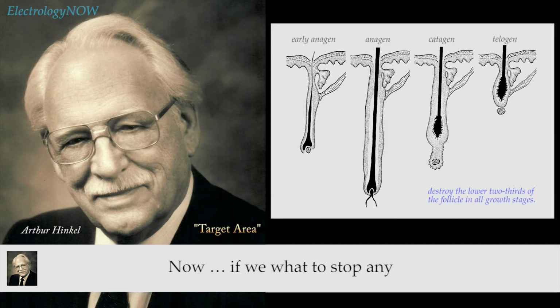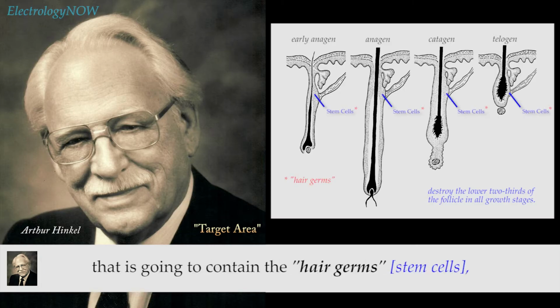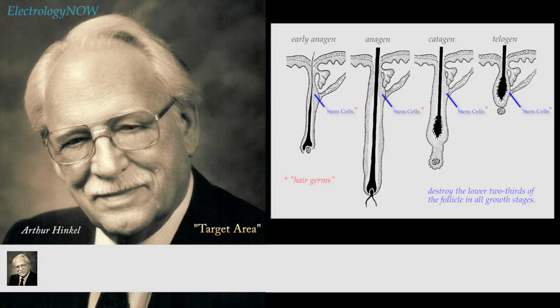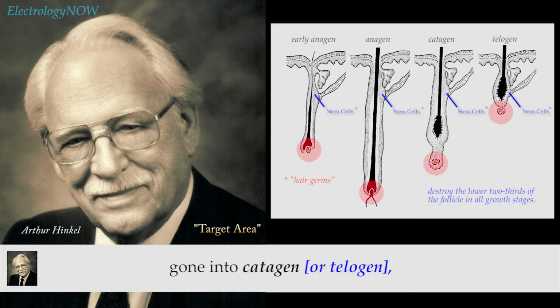Now, if we want to stop any further generation of hair growth, we should therefore, it seems to me, destroy the side wall of the follicle that is going to contain the hair germs for the generation of the next follicle wall, as well as destroy the present papilla if it's an anagen hair, or if the hair is already going into catagen, the needle then will go down to the depth of a hair in anagen. We're putting our needle down at a point where we'll destroy the degenerating dermal papilla cells.